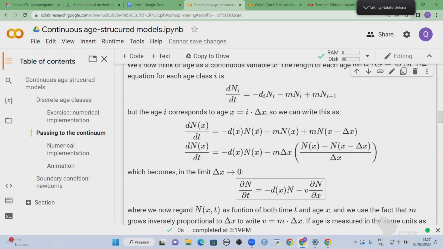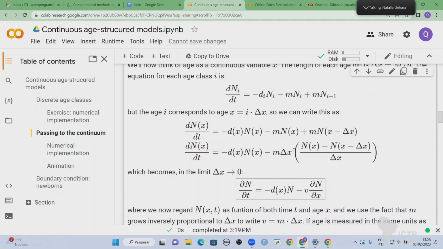What do we do now? We want to take the limit of very, very small age classes, for delta x going to 0, okay? So I'm going to rewrite my equation here, putting this delta x into evidence. I can factor out the m from these two terms, and I want to also factor out delta x, and then I get this expression here. And what happens with m times delta x, okay?